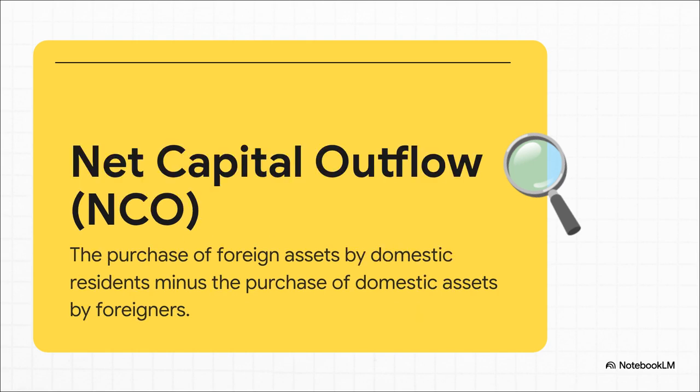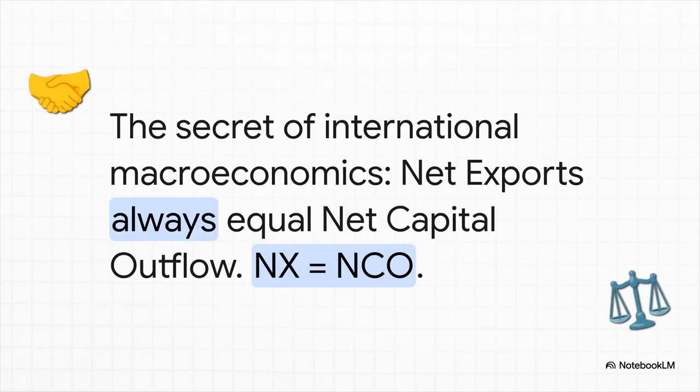Second, to measure the flow of financial assets, things like stocks, bonds, or just currency, we use something called net capital outflow, or NCO. It basically just tracks whether a country's own residents are buying more foreign assets or if foreigners are buying more of that country's assets. And here it is, the absolute core principle of international macroeconomics. Net exports must always equal net capital outflow. NX equals NCO. This isn't just a theory or a coincidence. They are literally two sides of the exact same transaction, so they have to balance out.